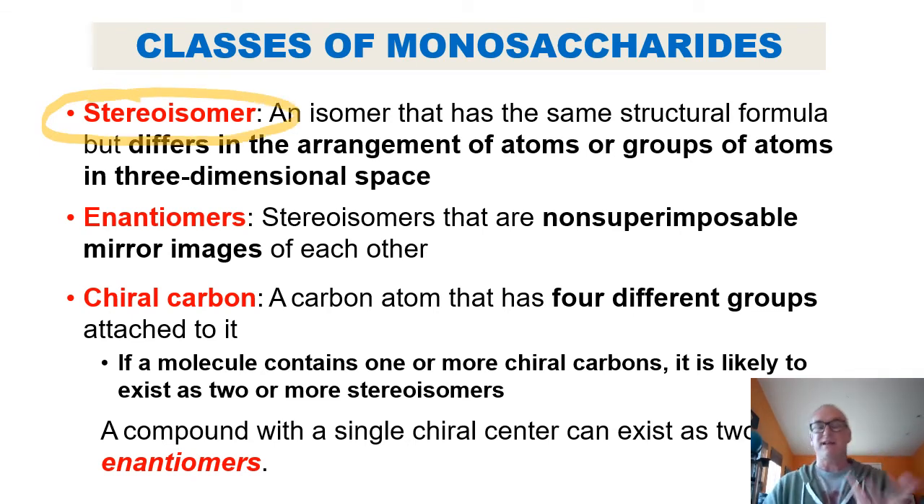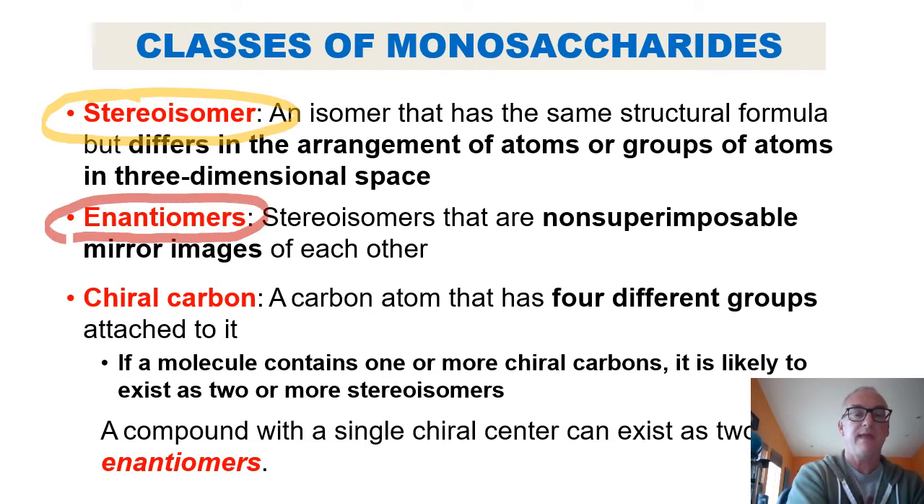Now, that is an isomer that has the same structural formula, but the arrangement of atoms or groups of atoms in three-dimensional space is different. And so there's a lot of different types of stereoisomers. The most important one that we're going to be dealing with are enantiomers. That may be a new word. We may have talked about it a little bit before, but enantiomers are basically mirror images of each other.